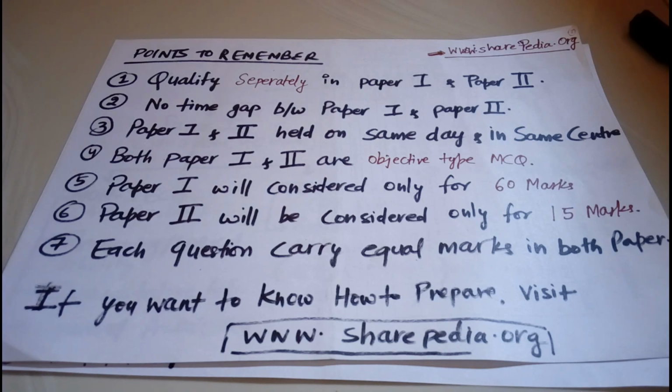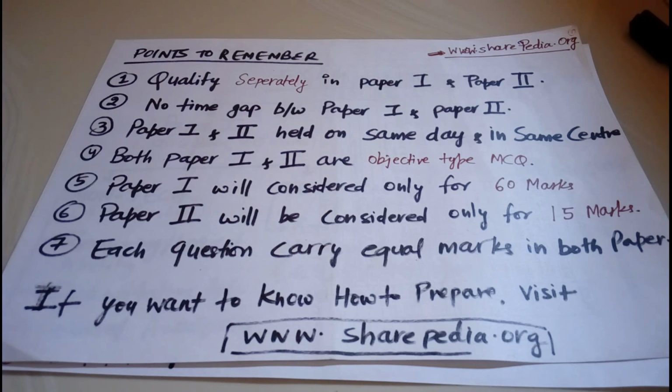The second point is there is no time gap between paper 1 and 2. It means that you have to attempt them one after another. First you will be given paper 1 to attempt. In that you will be allotted 90 minutes, and after completing 90 minutes you will be given paper 2 to attempt 60 questions in 45 minutes. There will be no time gap between paper 1 and paper 2. Now let's move to the third point. Paper 1 and paper 2 will be held on the same day and in the same center. Do not think that you will get more than one day for paper 1 and 2.